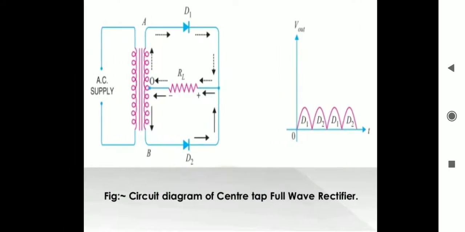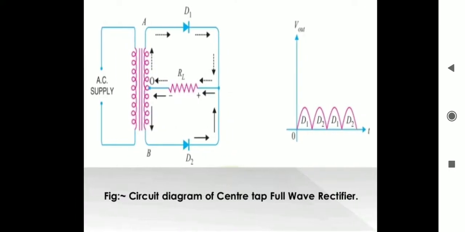For the positive half cycle, diode D1 is connected to the positive terminal and D2 is connected to the negative terminal. Thus, diode D1 is in forward bias and diode D2 is in reverse bias. Only diode D1 starts conducting, and the current flows through the diode and appears across the load resistor RL. So the positive cycle of the input appears at the load.